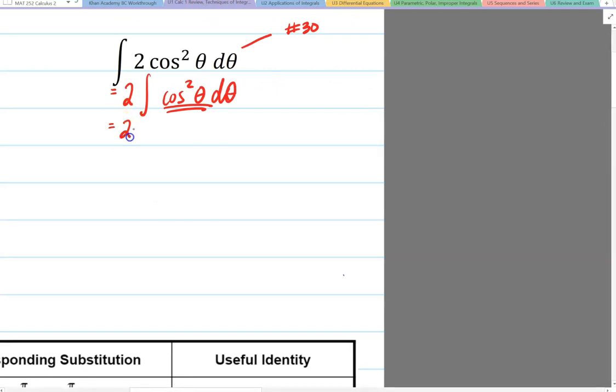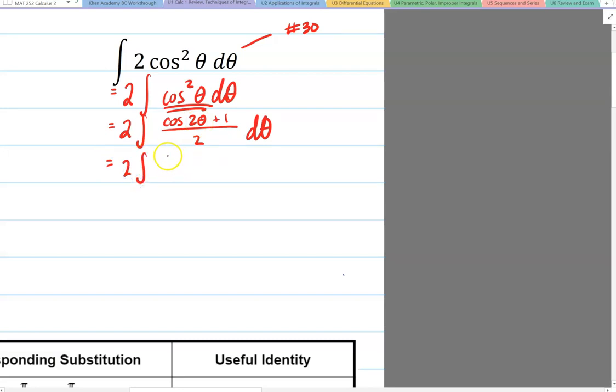So when I come back, I've got 2 times the integral of cosine 2 theta plus 1 over 2 d theta. Now here again, it may not look like this is very helpful to us, but one thing that I notice is that I've taken this from a cosine with an exponent of 2, and I've rewritten it into cosine with a coefficient of 2 inside the argument. And we've learned how to find the antiderivative of cosine with an argument on the inside before, so that is going to be helpful to us.